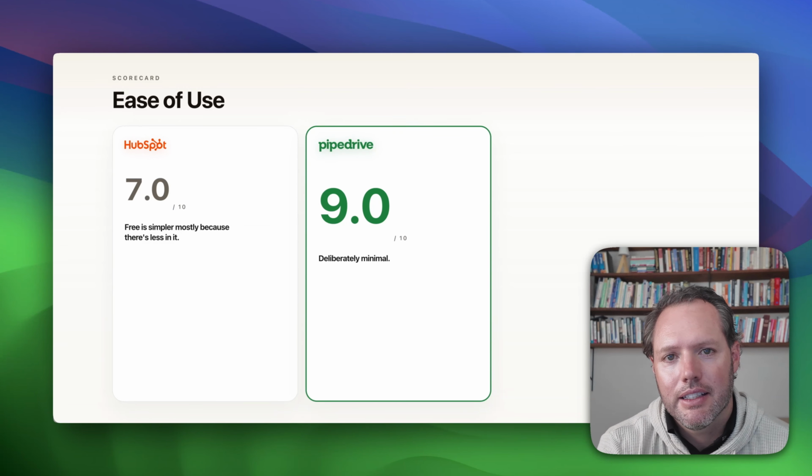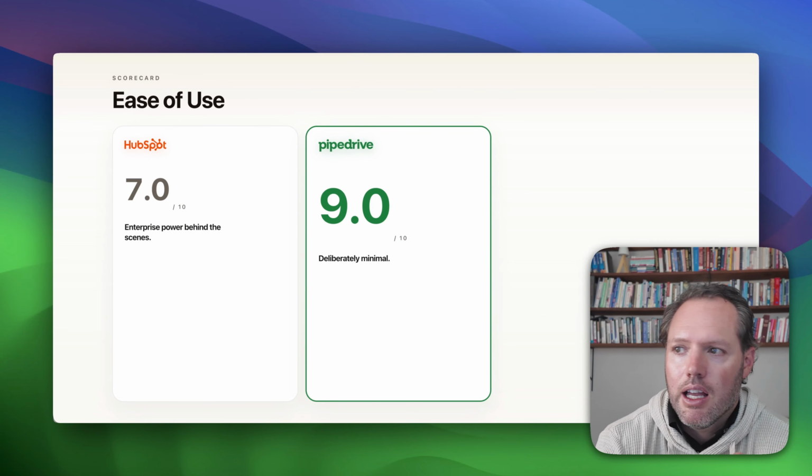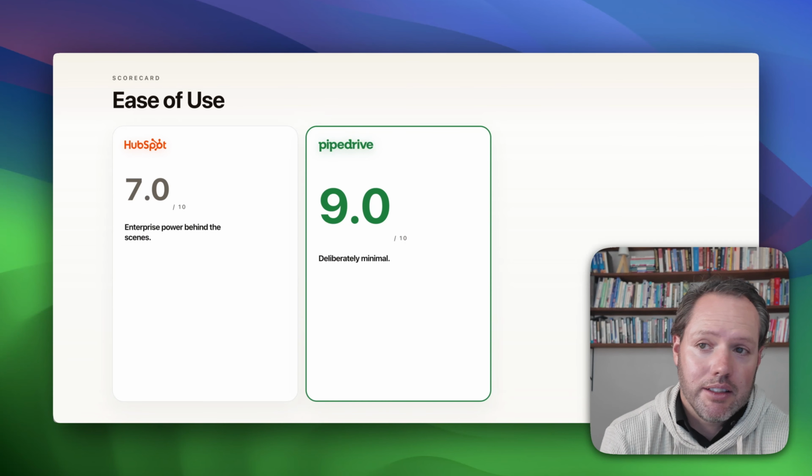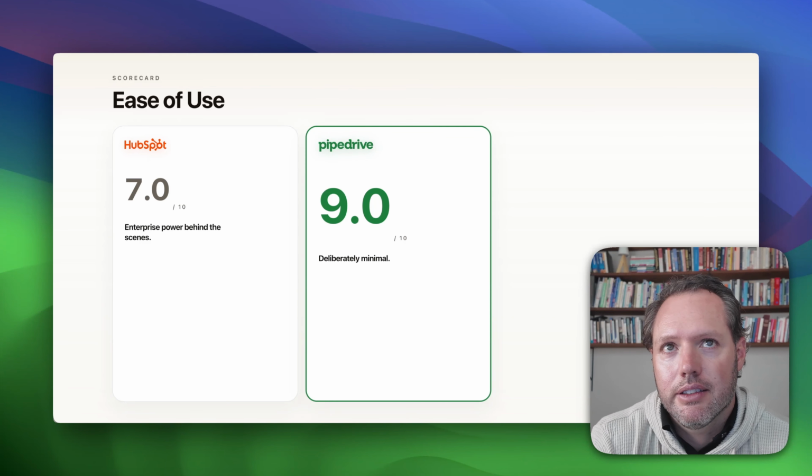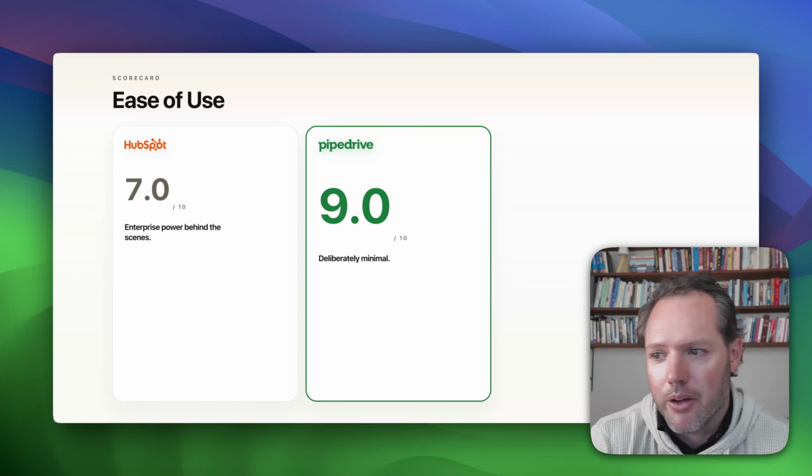Pipedrive is just the basics. It's just what you need and nothing more, because it is deliberately minimal. It is laser focused. HubSpot is also excellent at ease of use, in my opinion. I think as a power user, HubSpot is generally super intuitive, especially compared to any other enterprise level tool out there. It has a lot of power behind the scenes.